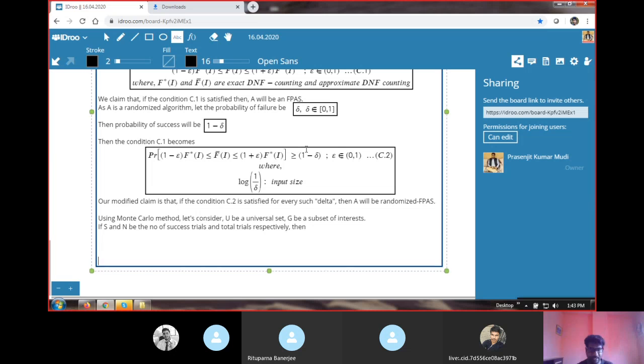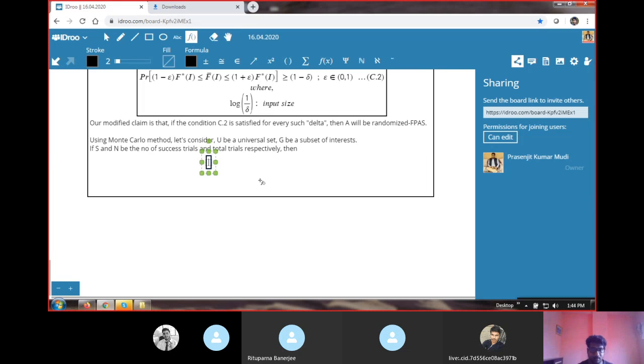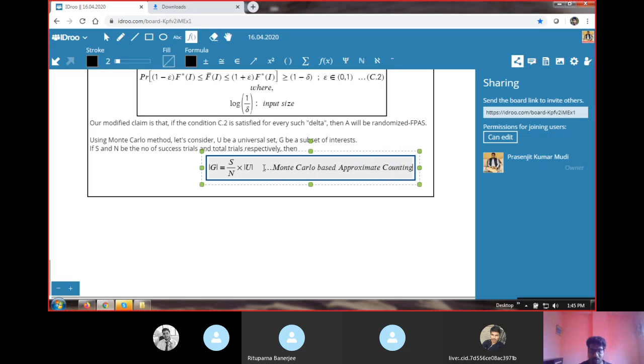Okay, then we can say that using Monte Carlo, the number of elements in G, which is the subset of interest, that is the approximate counting, is equal to the probability of getting success, which is given by a good measure, times U. So as per Monte Carlo, this is Monte Carlo based counting.